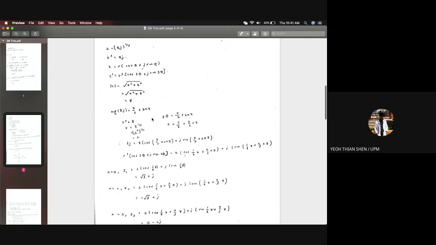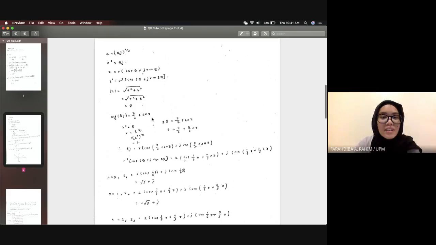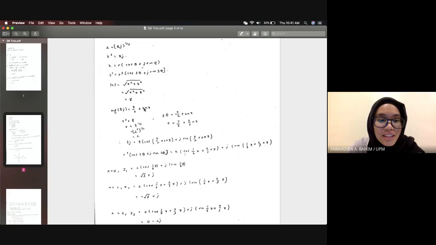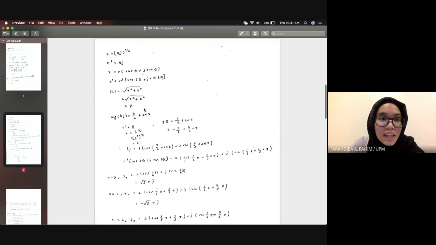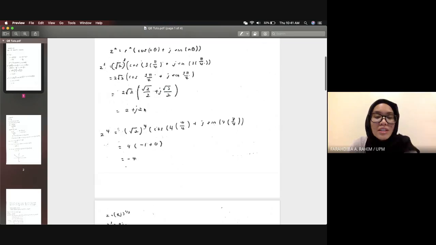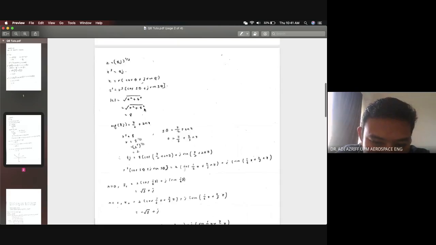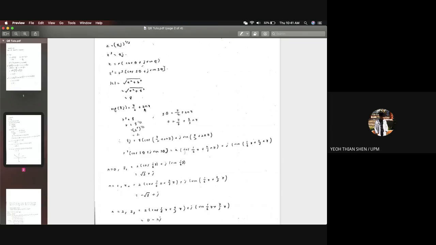Sorry to ask that. But the original question is asking us to find the third power and the fourth power of the complex number, right? If you check the textbook, the Glyn James one, the question the doctor gave for the third and fourth power, and this one is a different question. Okay, so what is the original question for this B?